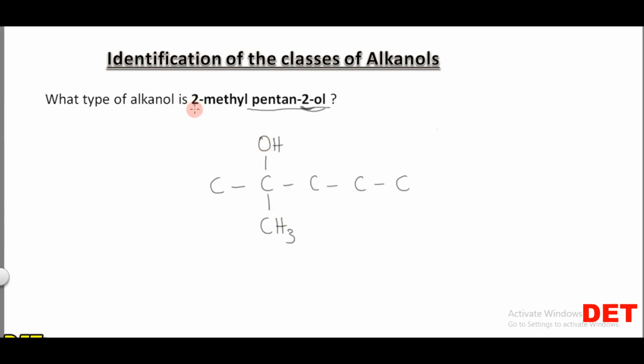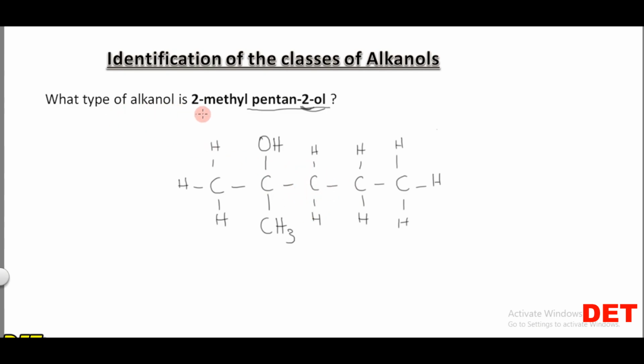All right. Again, the 2-methyl is telling you that you have a methyl group at carbon 2, pentan-2-ol, 2-ol is telling you that you have a hydroxyl group at carbon 2. The next thing I will do is to fill the rest of the bonds with hydrogen. So this is hydrogen, and so on for each remaining bond. All right. So this is your 2-methyl pentan-2-ol.